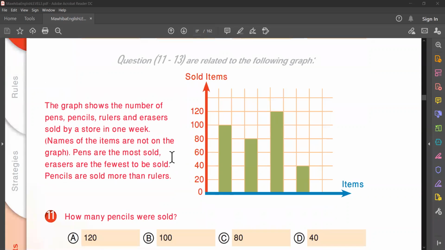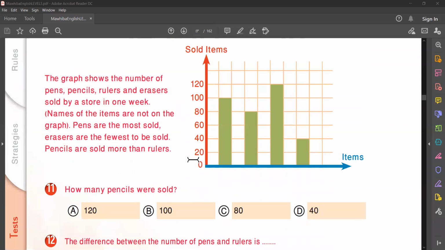Here, the graph shows the number of pens, pencils, rulers, and erasers sold by a store in 1 week. Names of items are not on the graph. Pens are the most sold. Yes, we write here pens. Which one? Pens are the most sold. So we put it here, pens. Right?